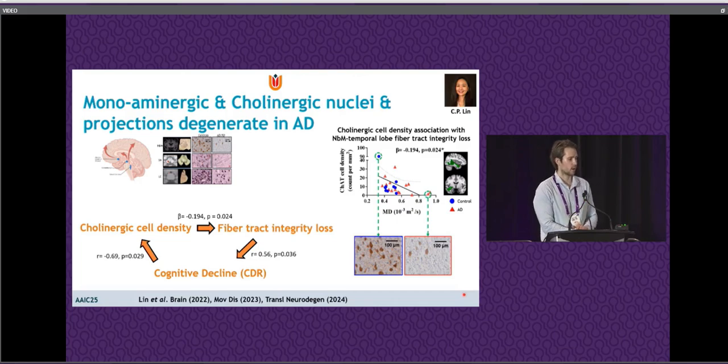And this cholinergic cell density and fiber tract integrity had an association, but this was also associated with cognitive decline, which we could only parse out through our multimodal approach.